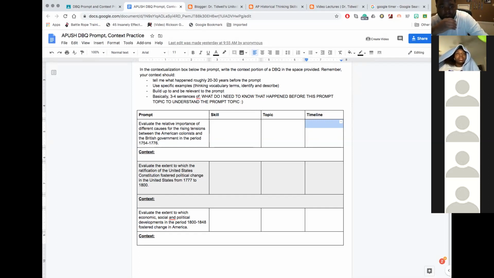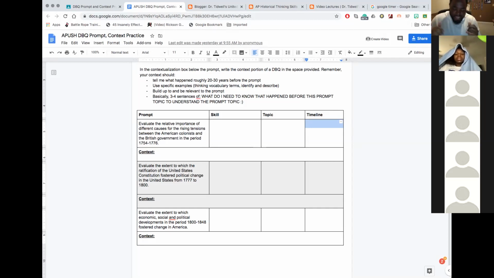What's the topic here? I said that it was ratification of the United States Constitution. But what about that ratification of the United States Constitution? Fostered political change. That's the part you got to remember.